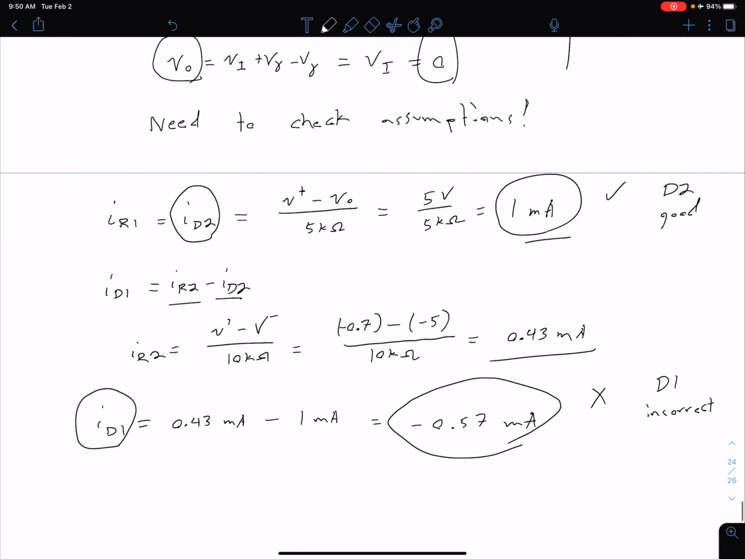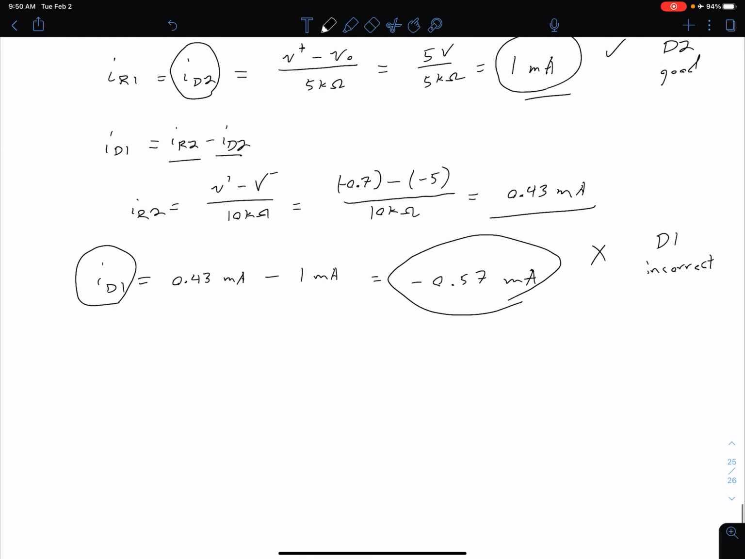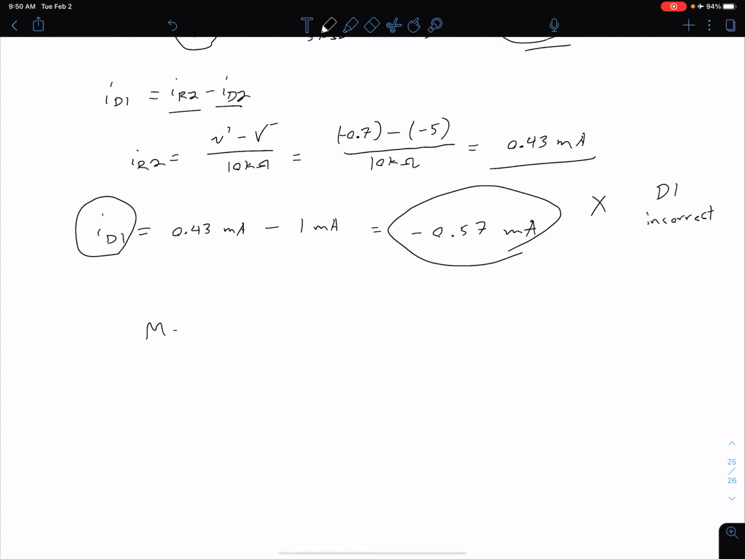So what would we do if we ran into this case? We see that we have an incorrect assumption. So what we would need to do is make new assumptions and reanalyze. So make new assumptions and repeat our process. So we analyze and then we check our assumptions again.